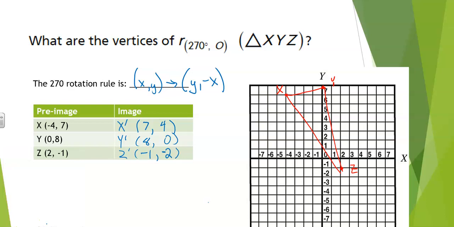This time we're going to do 7, 4 for our x. 7, 4. That's my x prime of my image. And then 8, 0 goes here, and that's my y prime. And then -1, -2 goes here, and that's my z prime. And again, I would probably connect those and see what it would look like.